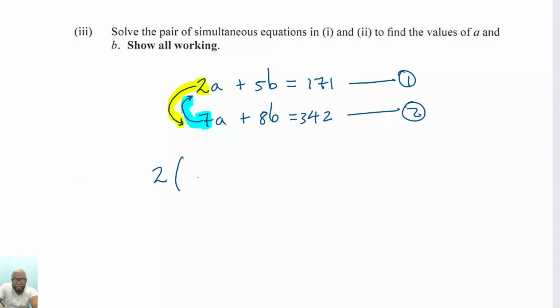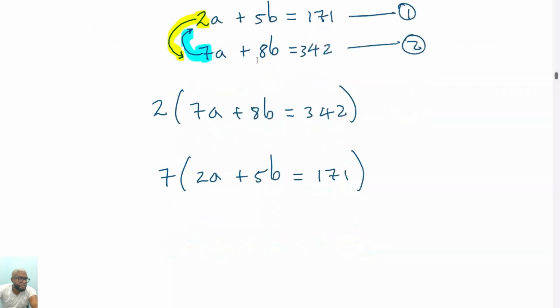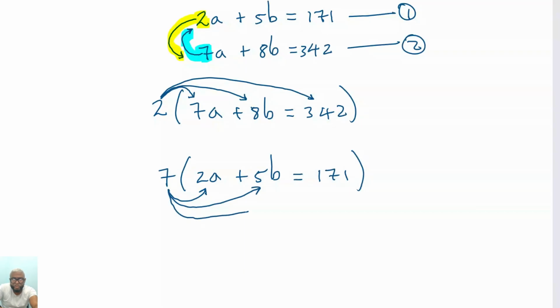It's going to be 2 by 7A plus 8B equals 342. You're multiplying 2 by everybody there, and then multiplying 7 by 2A plus 5B equals 171. Give me the two new equations here now. 2 multiplied by everything inside here, and 7 multiplied by everybody inside here. We're going to form two new equations. This is simultaneous equations we are doing, right?